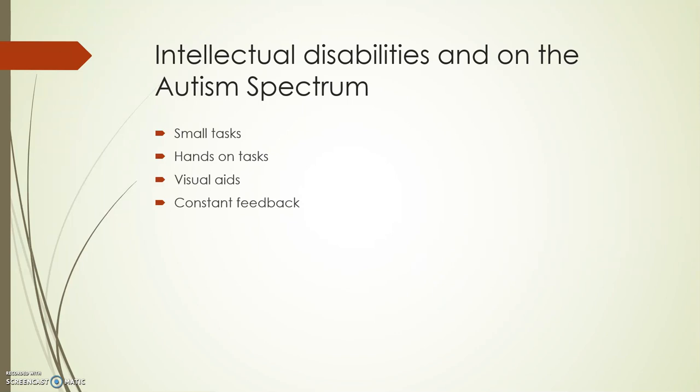So students with intellectual disabilities and those on the autism spectrum, you want to give them small tasks, so that way they can take it piece by piece, and it's not this big huge ordeal right in front of them. Some more hands-on tasks are a little bit better. They seem to learn a little more. Another good thing is visual aids. And then another thing is you want to give them constant feedback. Hey, you did a good job on this small task. Hey, you did really good. Hey, you're missing a little bit here, so that way they understand and they can process what's going on, what's right and what's wrong.